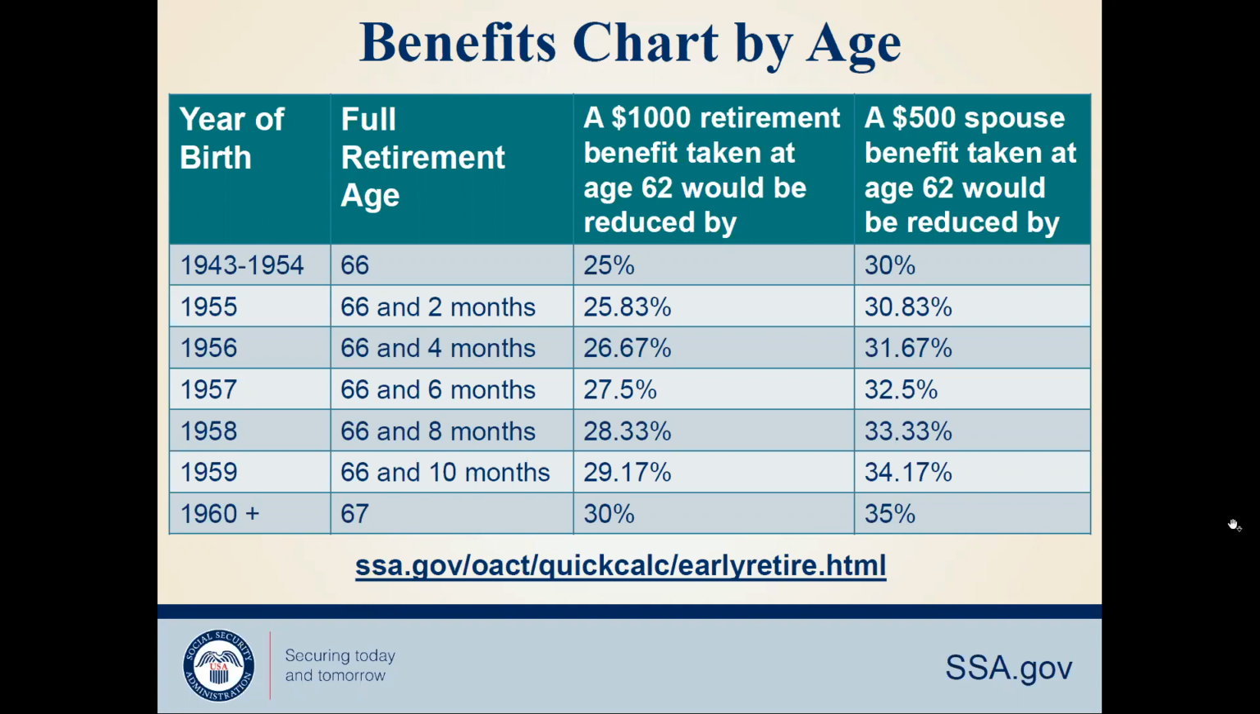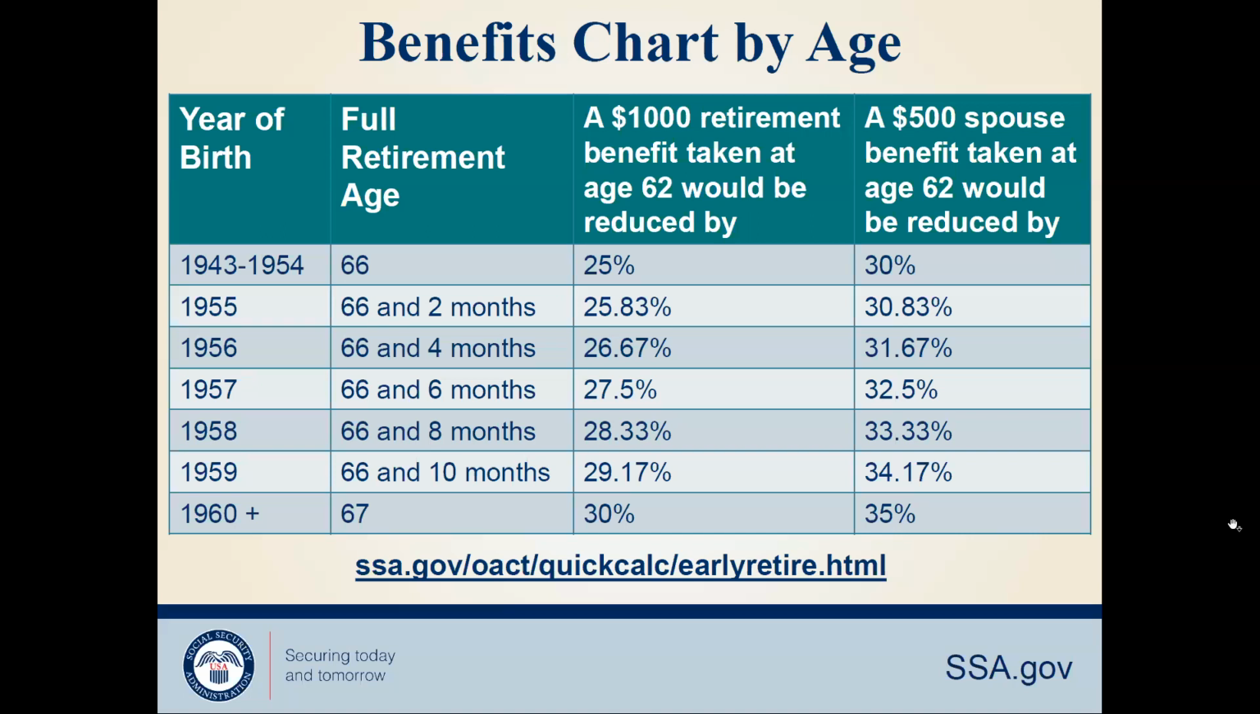This chart gives you an example of how much a $1,000 retirement benefit and a $500 retirement benefit would be reduced if someone took the benefit at age 62. The increase in full retirement age was the result of a 1983 amendment to the Social Security Act. Full retirement age increases apply to both retirement benefits and survivor benefits. Although Social Security has always used the term full retirement age, you may find that some people now refer to full retirement age as the normal retirement age.